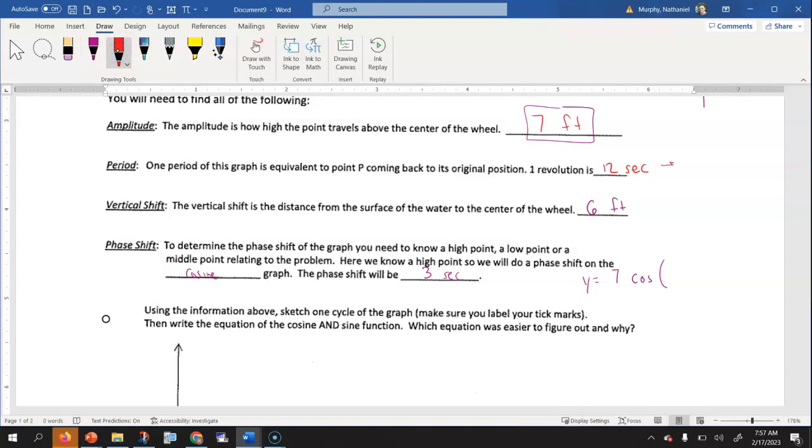Now remember, for our horizontal stretch, we can take the revolutions, or 1 period. So 1 period here is 12 seconds. We always take the period divided by 2 pi. And so when you do that, we would get 6 over pi. So when we go to plug that in, if that's our horizontal stretch, it would be 6 over pi. When we plug it in, remember we take the reciprocal of that, so that would be pi over 6.